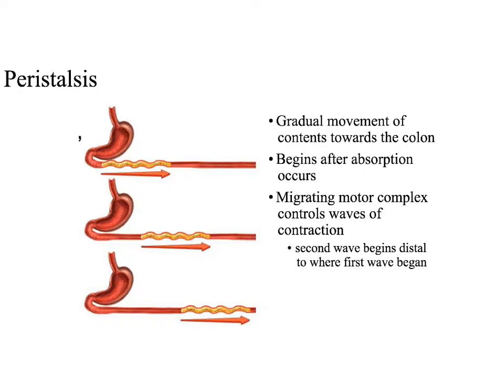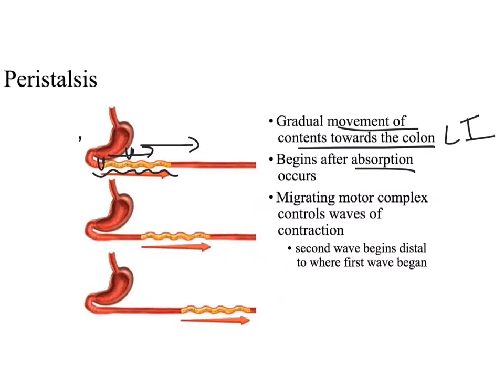Now peristalsis is this wave-like movement. We're going to constrict, and then the longitudinal muscles are going to push, and then we're going to constrict, and then we're going to push. So there's gradual movement of contents towards the colon, which is the same as the large intestines, and it begins after absorption occurs. And then there's a motor complex in the intestines that's going to control the waves. The second wave is going to start at the end of where the first one was. Does that make sense? So distal. We're not starting up here at the beginning every time. This one starts distal to where this one began. Think of it maybe as pushing toothpaste through. But that's peristalsis.